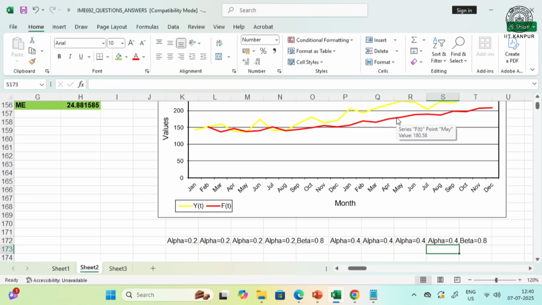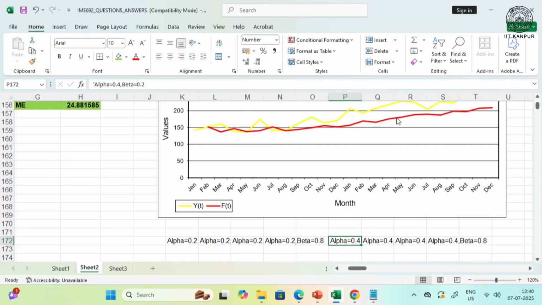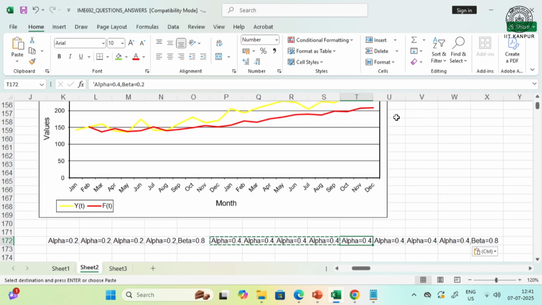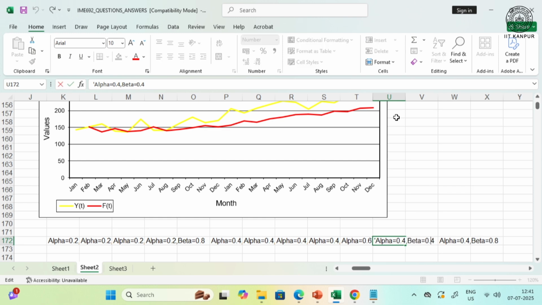So I have alpha at 0.2 with beta 0.2, 0.4, 0.6, 0.8. Then alpha fixed at 0.4, with beta equal to 0.2, 0.4, 0.6, 0.8. Let me take another set of combinations, which are as follows. Now alpha is increased to 0.6. So alpha remains 0.6 and I change beta as 0.2, 0.4, 0.6, 0.8.